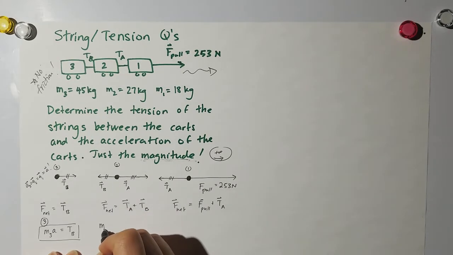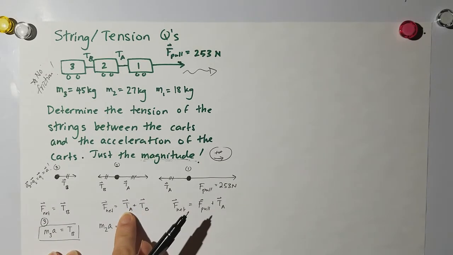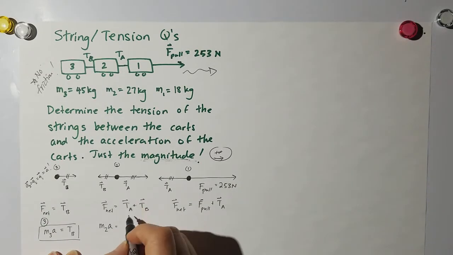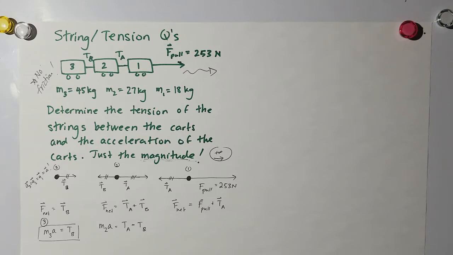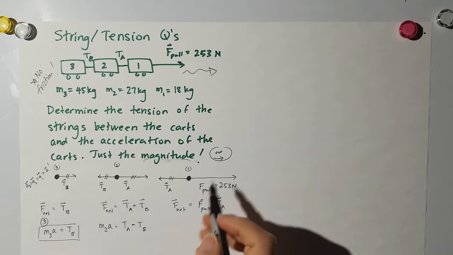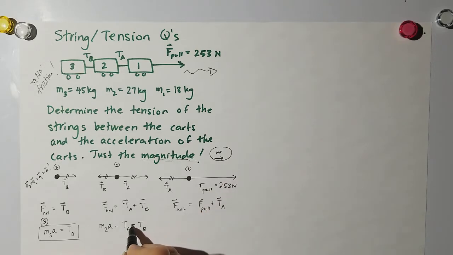So this is mass 2 times acceleration, tension A. We'll just leave that. Tension A is to the right, okay? And tension B is to the left. So minus tension B. What I'm doing is I'm not putting vectors on these because I am considering to the right positive. This negative is because this TB is to the left.